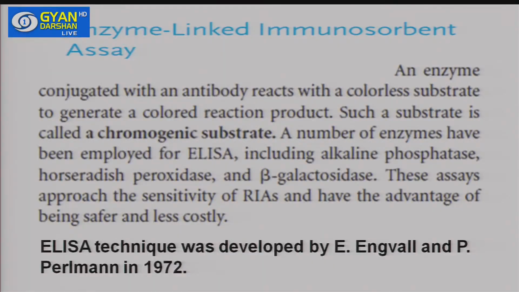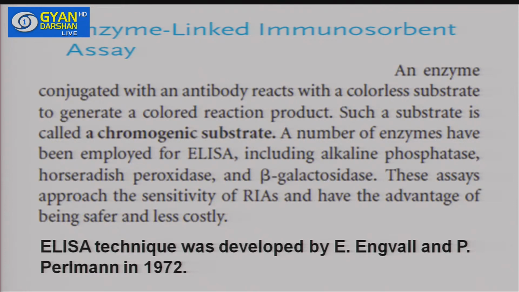Lastly, we come to the technique called ELISA, or the enzyme linked immunosorbent assay. Now this technique is very commonly used in medical science, because this is actually an immunological technique, but in plant science also we use ELISA. An enzyme conjugated with an antibody reacts with a colorless substrate to generate a colored reaction product. Such a substrate is called a chromogenic substrate. A number of enzymes have been employed for ELISA, including alkaline phosphatase, horseradish peroxidase, and beta-galactosidase.